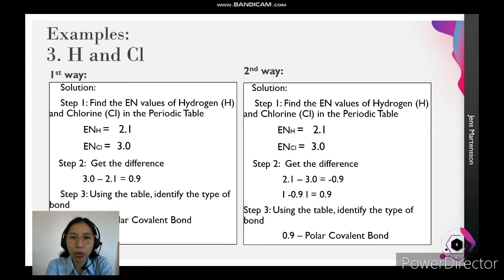Ang ilang gibuhat, same lang gihapon ang H 2.1, ang Cl 3.0. Diri lang is gigamit nila una ang 2.1 rather than the bigger value which is 3.0. Obviously, kung imo ni siyang i-minus, you will result to a negative number. This is negative 0.9. Get the absolute value of negative 0.9 equals 0.9 na positive. Therefore, lastly, use the table and then you will arrive with the same conclusion that HCl, based on 0.9 electronegativity difference value, is a polar molecule or it has a polar covalent bond.